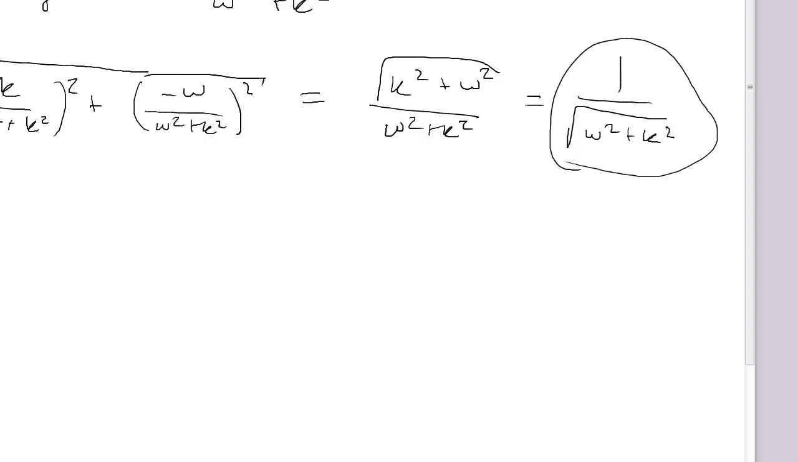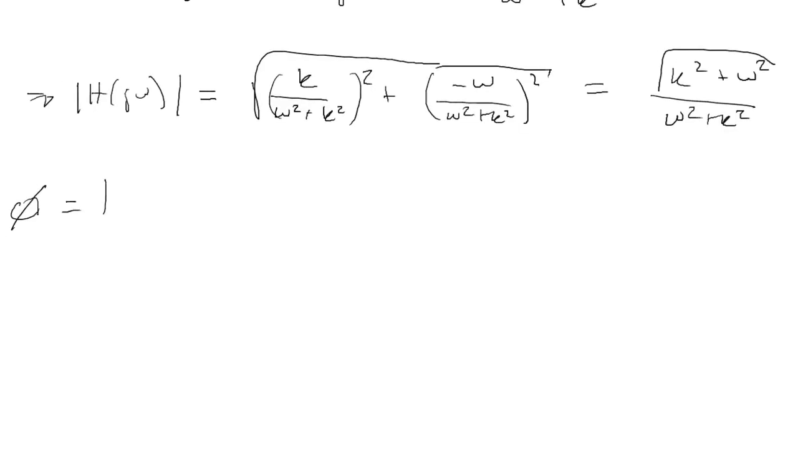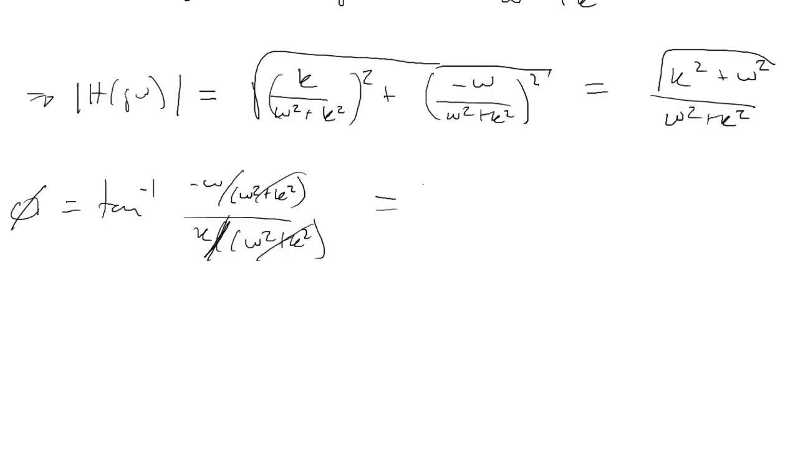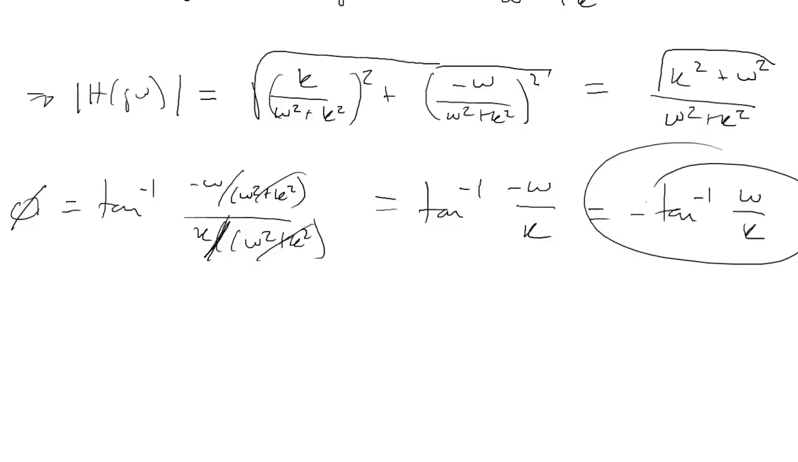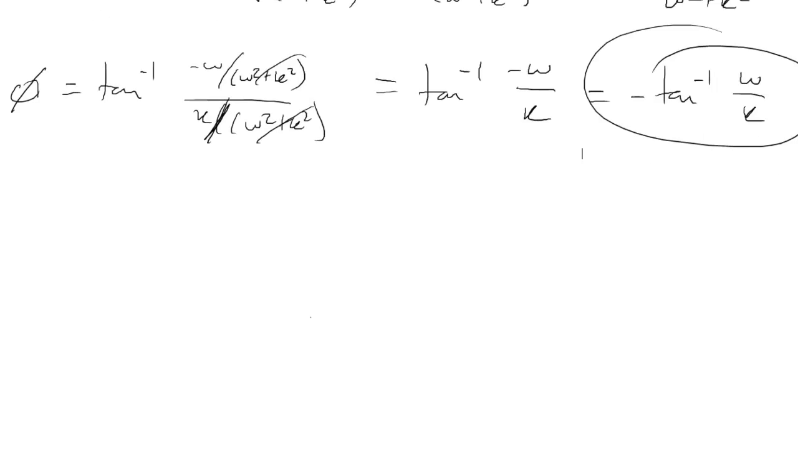There's my magnitude, and the phase is going to be the inverse tangent of the imaginary part over the real part. Notice they both have the same denominator, so I have minus omega over omega squared plus k squared over k over omega squared plus k squared. Those drop out, and I end up with tangent inverse of minus omega over k, which is equal to minus tangent inverse of omega over k by trig identities. So there's my phase.